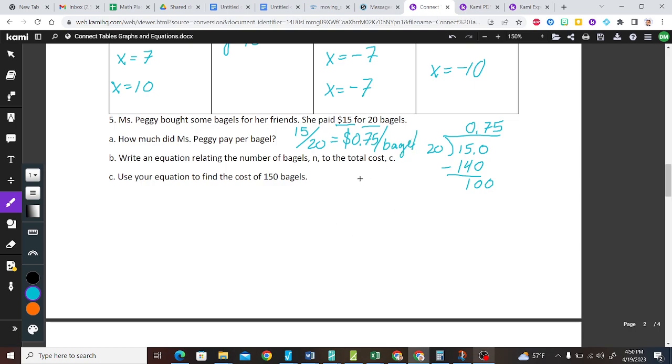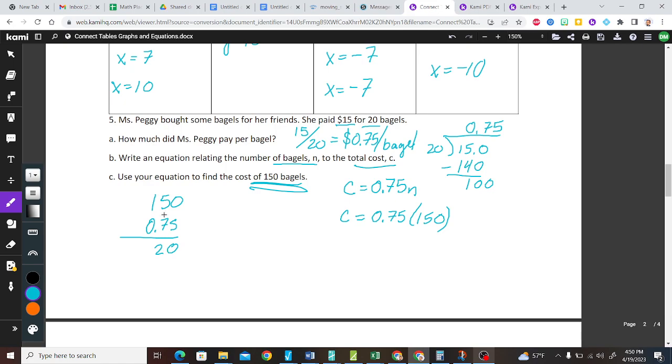So if we want to write an equation where n is the number of bagels and c is the cost, we would say c equals 0.75n. And then we want to use our equation to find the cost of 150 bagels. So c equals 0.75 times 150. I don't have a calculator handy, so I'll just go 150 times 0.75.